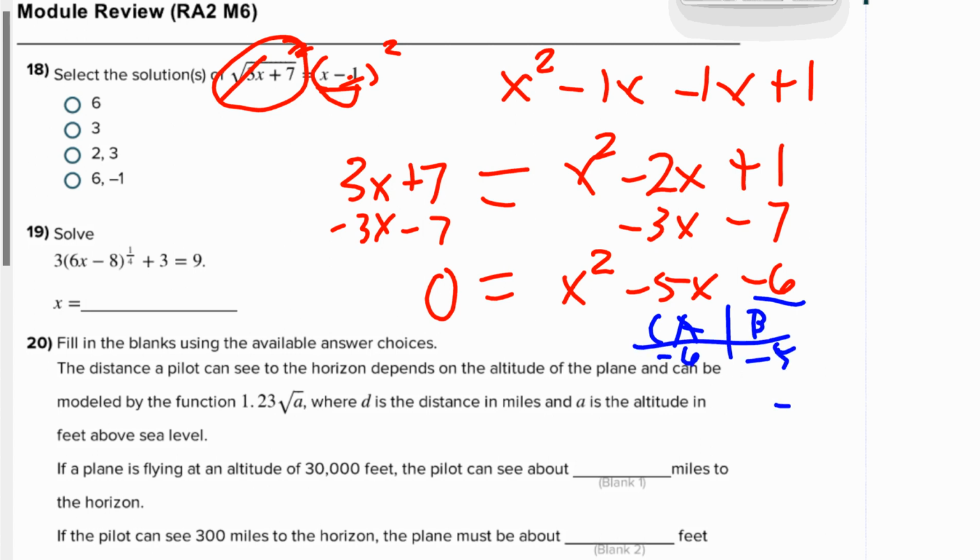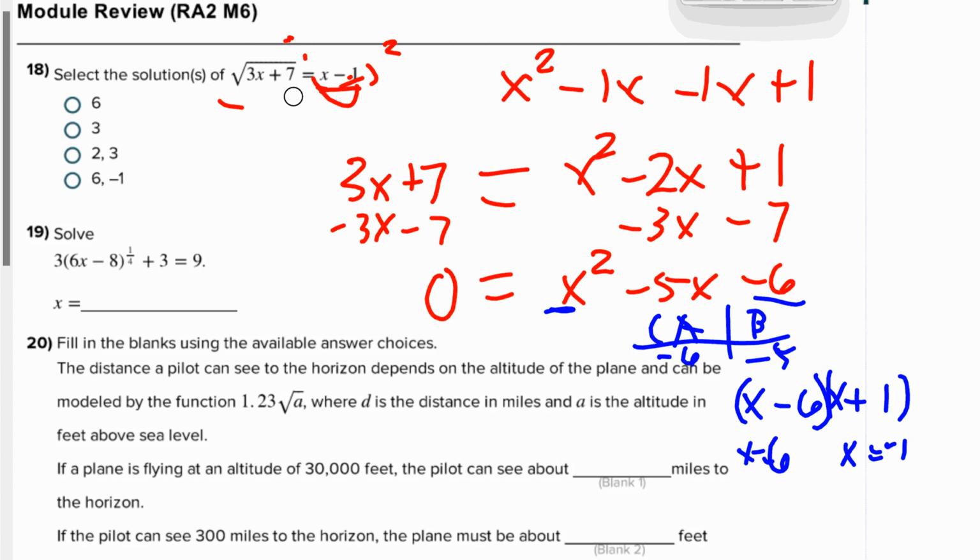Well, that would be a negative 6 and a positive 1, right? And then divided by my a, which is 1, so that's not going to change it. So here are my factors. And then I can set those factors equal to 0, so I get x equals 6 and x equals negative 1. Now I want to plug those back in because maybe I can't take the square root of a negative, right? So if I plug in 6, I'm going to get a positive because those are all positive. If I plug in a negative 1, I get negative 3 plus 7, which is still positive. So that does work out.